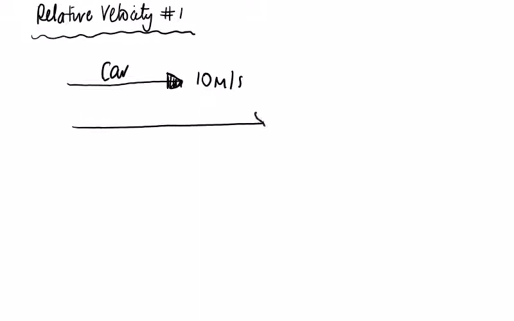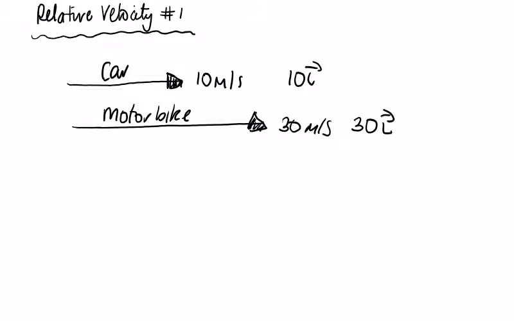Relative velocity. If we're on a motorway, traveling in a straight line in a car, we might be traveling at 10 meters a second. Sometimes you can hear a motorbike coming behind you to overtake you in a straight line, and he might be traveling at 30 meters per second. If we translate these into vectors, this will be 10 in the I direction, and this will be 30 in the I direction.